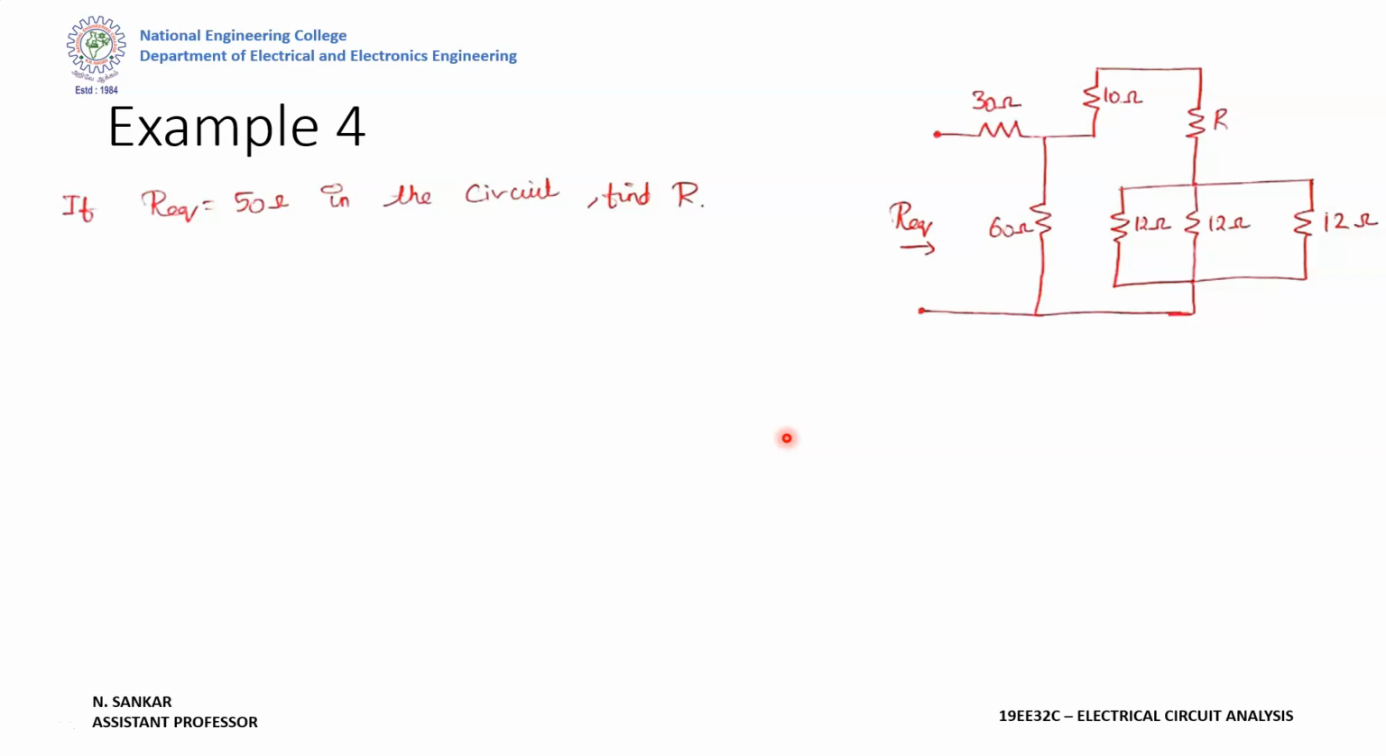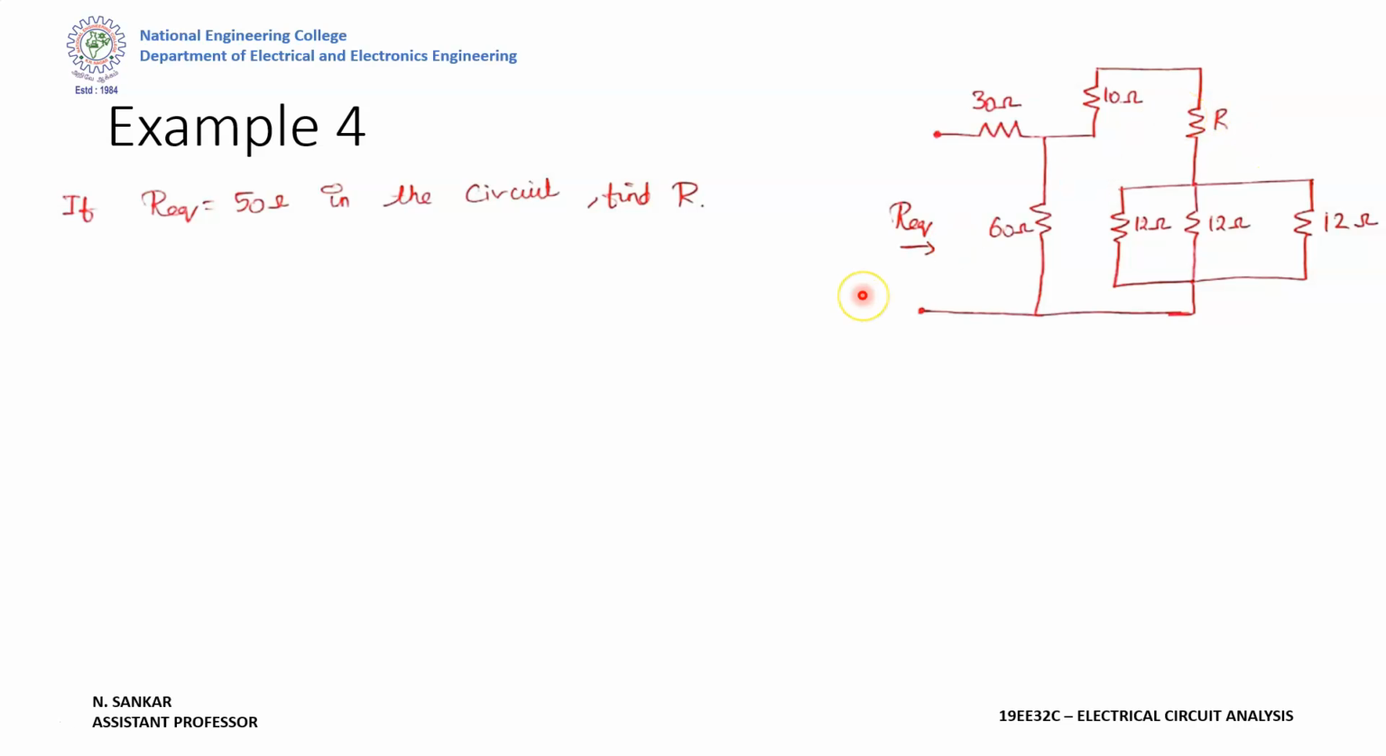And the last sum. If R equivalent is equal to 50 ohm in the circuit, find R. Somewhat different. In the last three sums we found the value of R equivalent. Now they have given the value of R equivalent here, and they ask for the unknown resistor R.